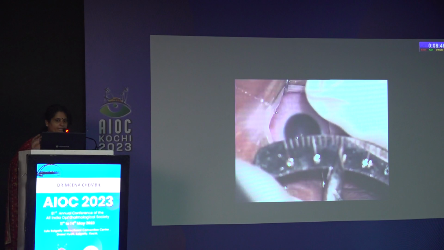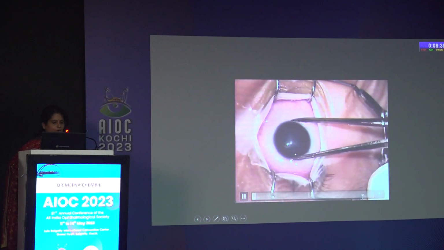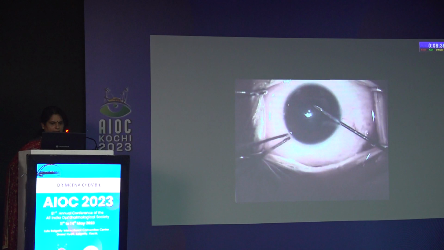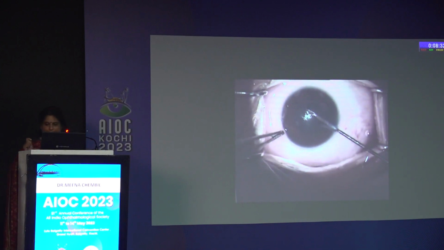I'll go through, it's mainly a video based presentation. I'll go through a few of the videos of my microphthalmia patients. And here you can see the corneal diameter is almost around 8 millimeters, and this is actually more or less a simple microphthalmia.